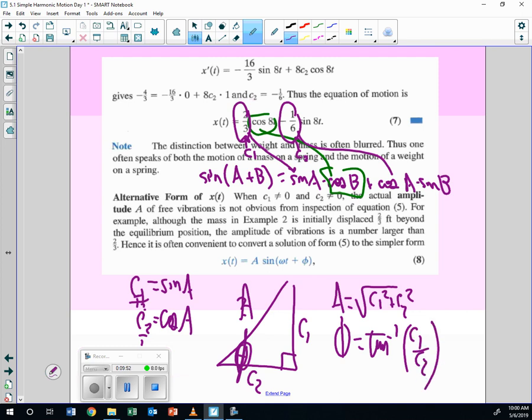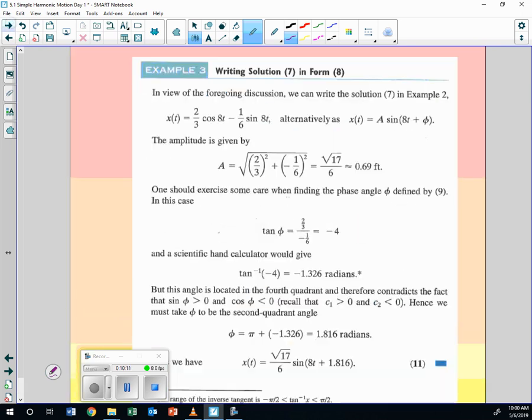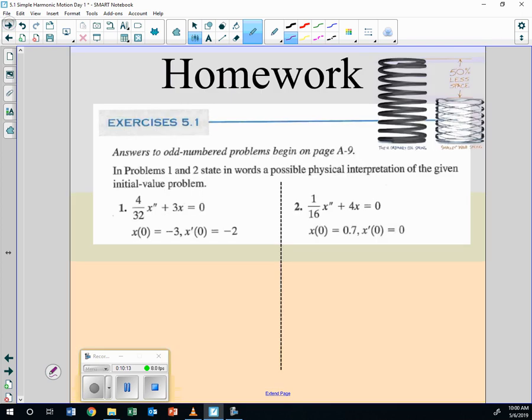And then once you have those, you can put that into this formula. A is the square root of c1 squared plus c2 squared. Omega is from the problem, and then phi is the inverse tangent of c1 over c2. And that finishes off the basics here.